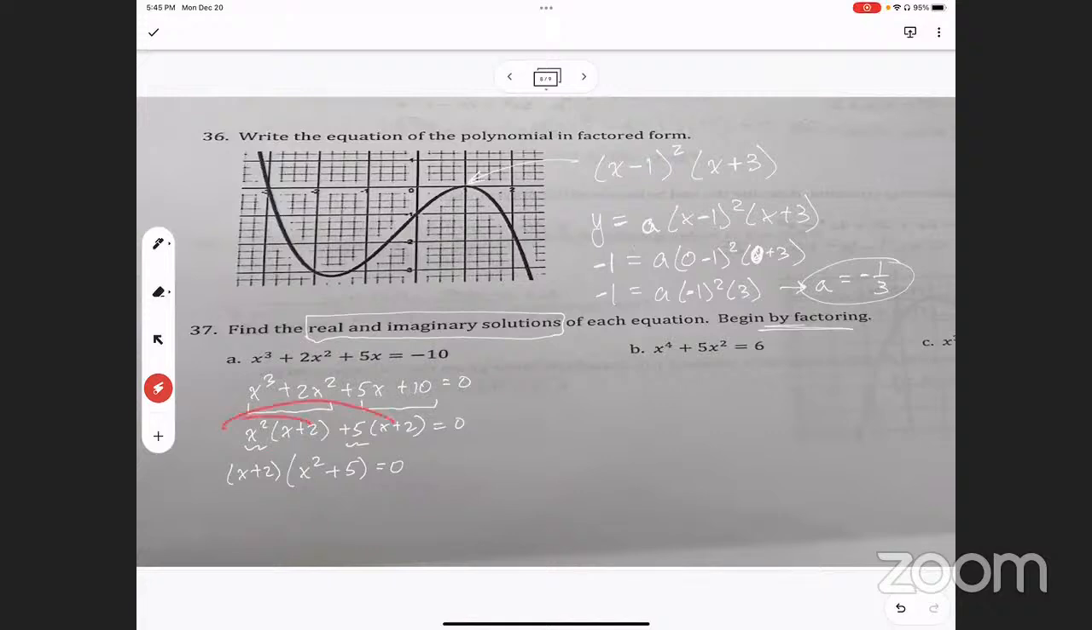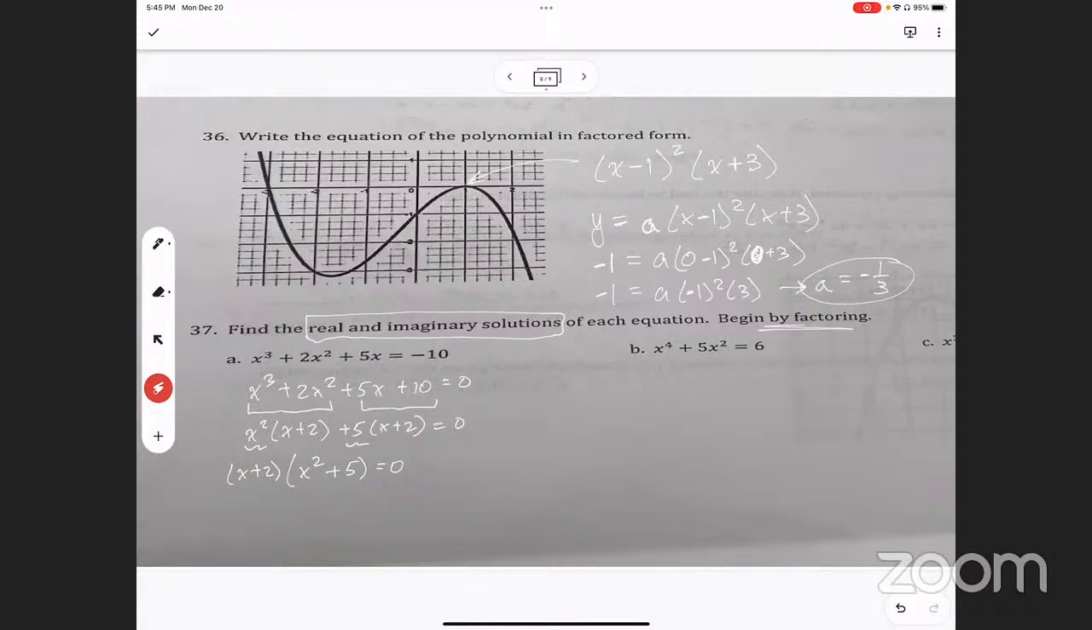I'm factoring that out of both of those. It's a common factor, the GCD. I'm taking that out. Pretend like this is y. If this said x squared times y plus 5 times y, you would take the y out, right? That's all I did.